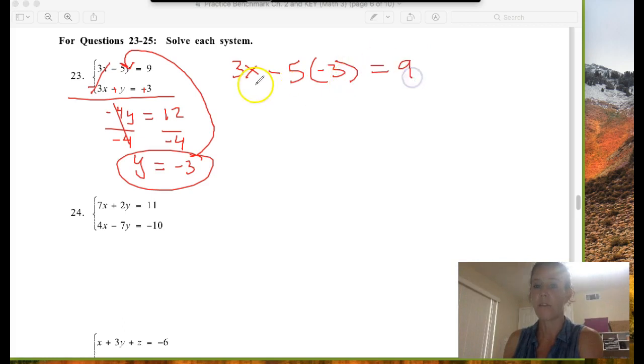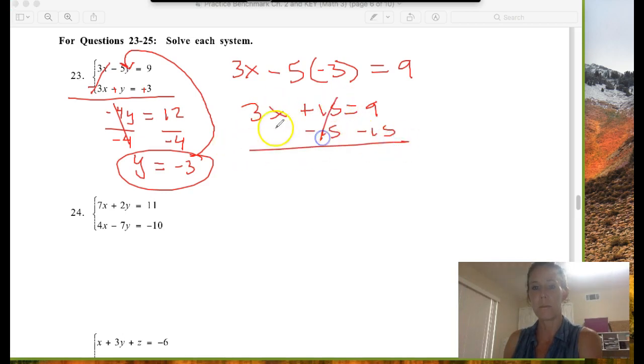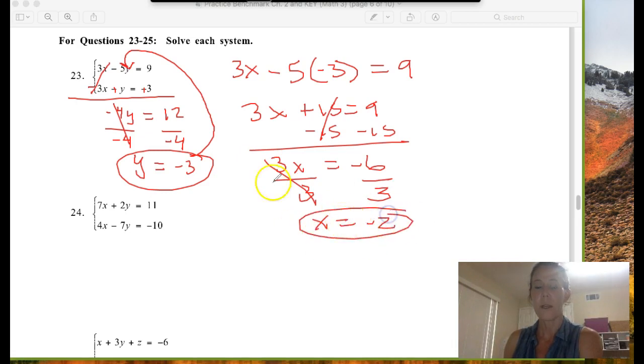Now I can solve for x. 3x, and then negative 5 times negative 3 is going to be positive 15, equals 9. Go ahead and subtract 15 from both sides. 3x is going to equal negative 6. Divide by 3, and you're going to get x equals negative 2. There's my solution. In ordered pair form, it would look like this: negative 2, comma, negative 3. X, then y. Make sure you put those in the correct order.